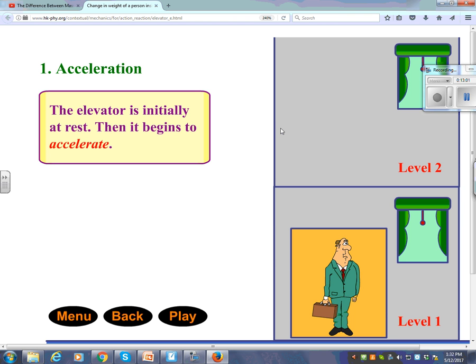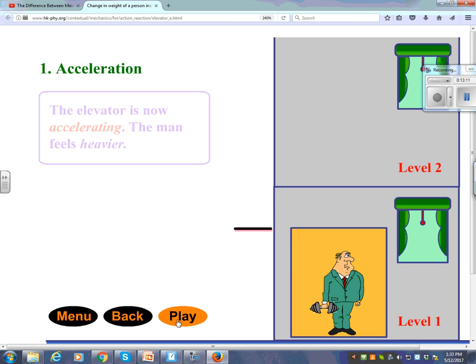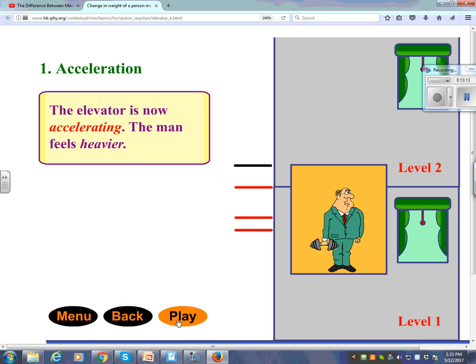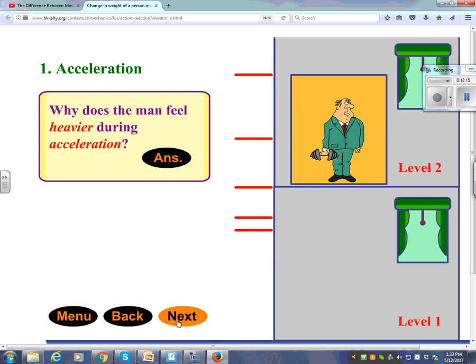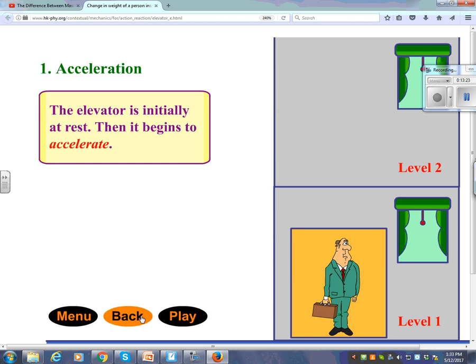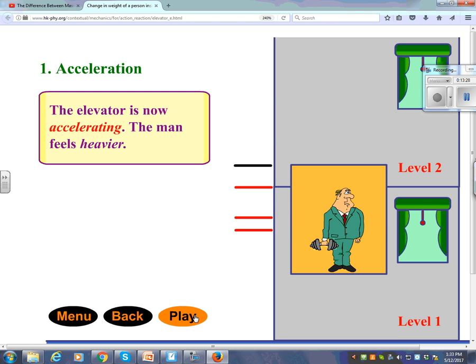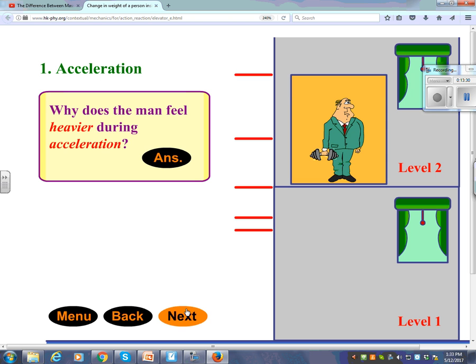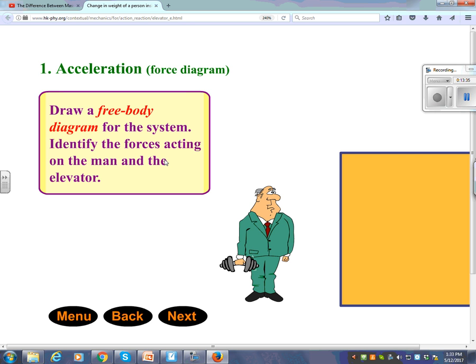Okay, so in the elevator, now I'm wearing a green suit. A little better dressed. The elevator is initially at rest, and then it begins to accelerate. So there's level 1, level 2. The elevator is now accelerating. The man feels heavier. He was holding a briefcase at the start. He feels heavier. Why does the man feel heavier during acceleration? Draw a free body diagram.